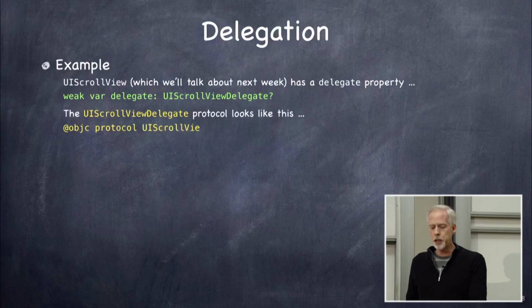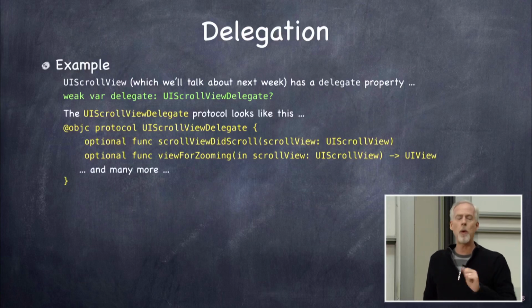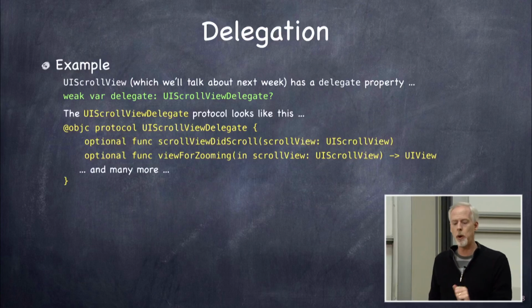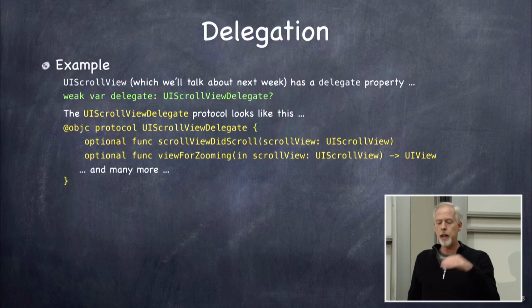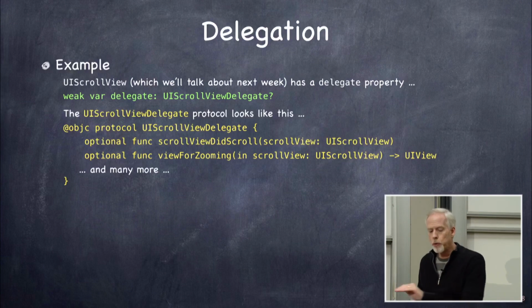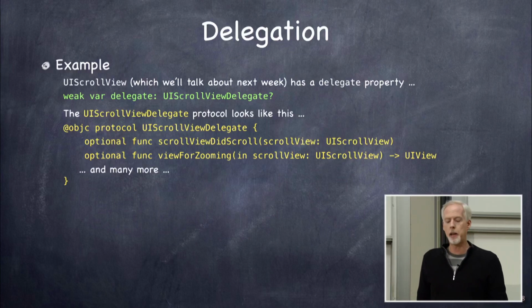This is the delegate. It's of type UI scroll view delegate. This is what that protocol looks like. It's an Objective-C protocol. It's called UI scroll view delegate, and it's got all those funcs in there. Scroll view did scroll to here. Give me the view for zooming over here. It's got about 15 of them in there if you go look at the documentation.